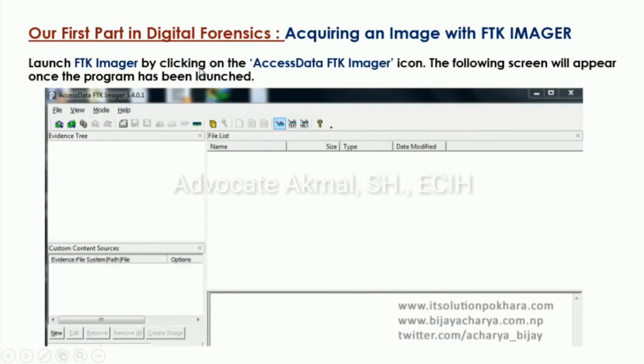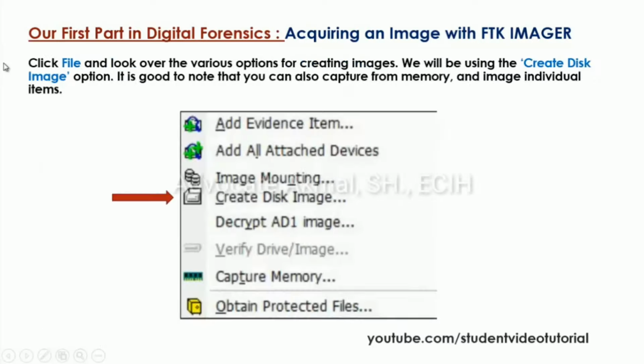Launch FTK Imager by clicking on the AccessData FTK Imager icon. Before this, you have to install AccessData FTK Imager on your system. It is free, so go and download it. The following screen will appear once the program has been launched.